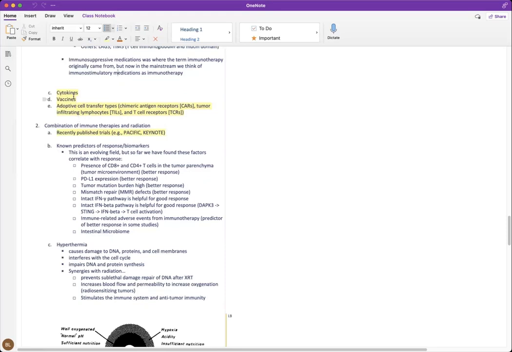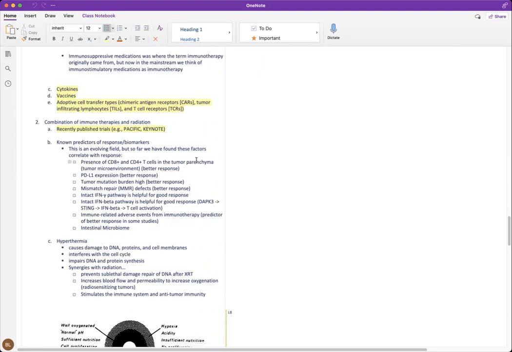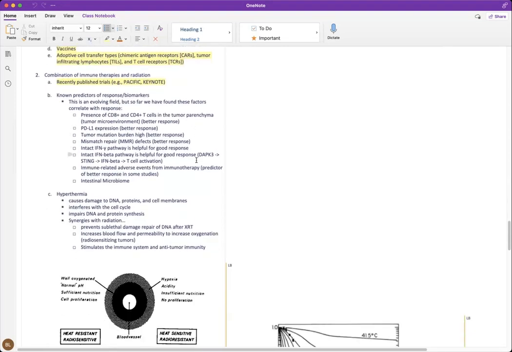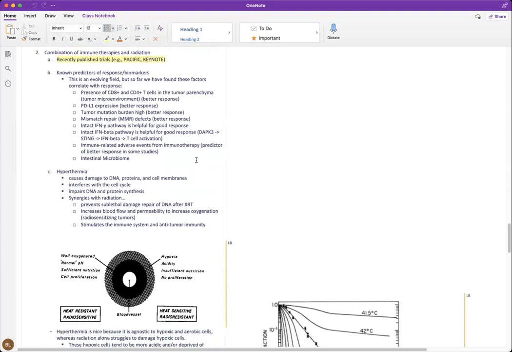Cytokines, vaccines, adoptive cell transfer types. I didn't have anything worthy to say about those. Combination of immune therapies and radiation. I don't know why they talk about recently published trials. I think they're just like, you should know about these, but these do not appear.